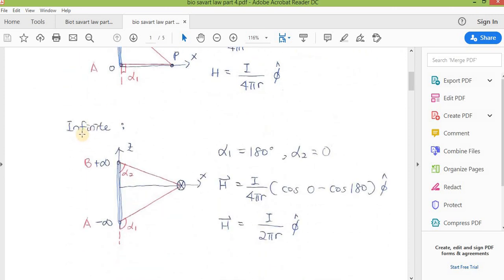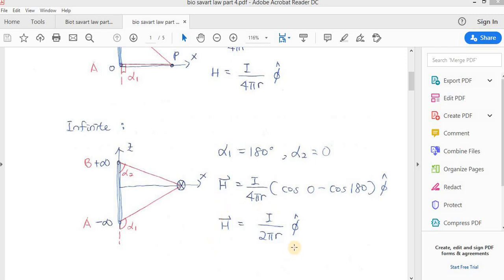For an infinite line, you don't know where the starting point is or where the ending point is, because they are located at infinity, like in this case. Here, alpha 1 will be approximately 180 degrees and alpha 2 will be approximately 0. When you insert the angles into the equation, your final equation becomes this one. Much easier.